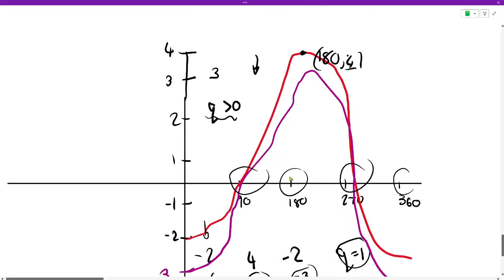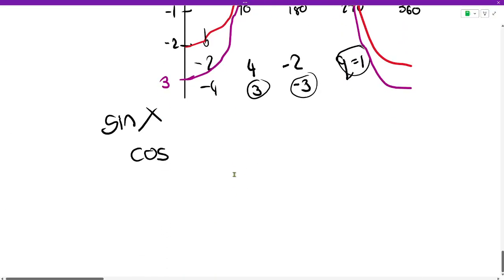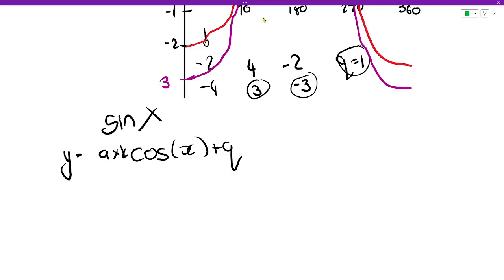So once you've identified your vertical shift, then it's easy to pick a formula. So y is equal to a times cos of kx plus q. Now, let me explain something. K is the period.